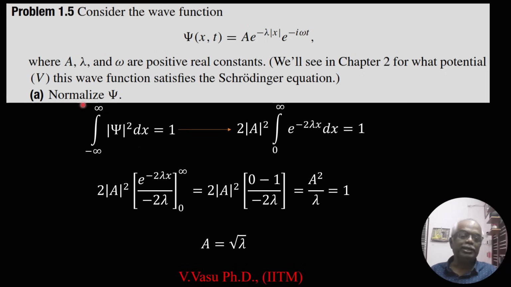Then normalize this. There are three sections. First one is normalize the wave function. So for normalization, the integral from minus infinity to plus infinity of modulus psi squared dx is equal to 1. Remember that here you have modulus x, so even if it is a negative sign, it will become positive. So I am changing the limit because everything is positive. I am changing the limit from infinity to 0.